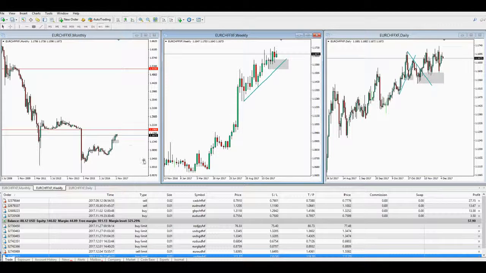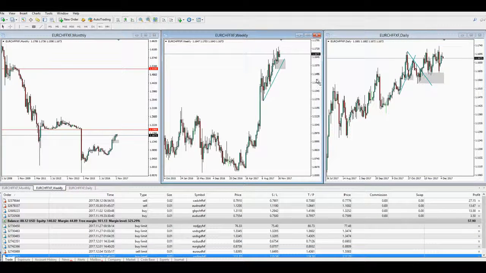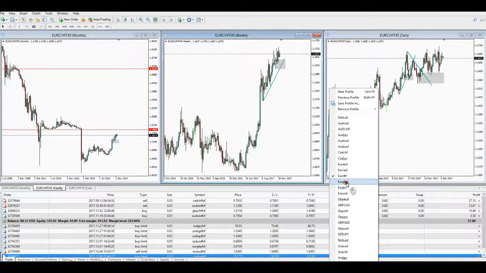Euro Swiss, there is room to move up, but we've not closed above on the weekly. The weekly levels are not great. We're basically basing here. I'm not interested, not really interested, I'll be honest.